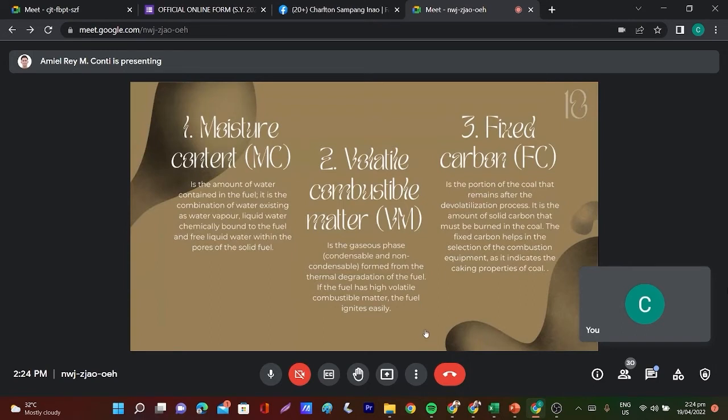Okay po. So, let's talk about the different components naman po yung kinukuha po kanina sa approximate analysis. Yun nga po yung moisture content, volatile combustible matter, saka fixed carbon.